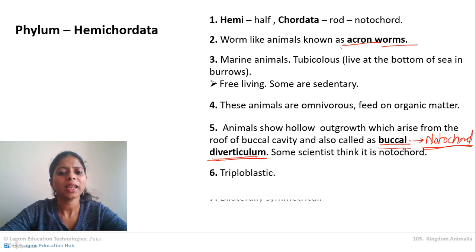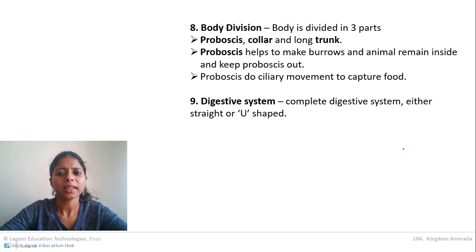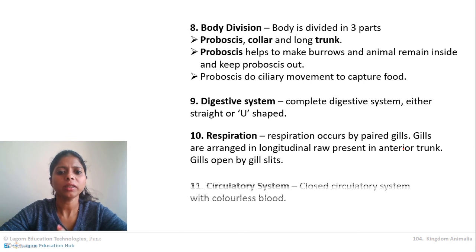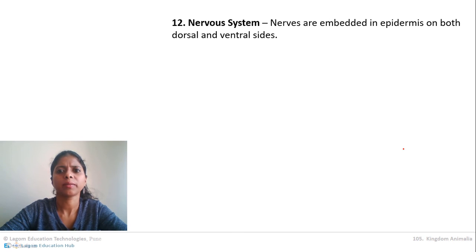The next one, they are triploblastic, bilaterally symmetrical. Then their body division, proboscis, collar and trunk. Then digestive system, complete digestive system, sometimes U-shaped. Respiration with the help of gills located on the trunk. Then they have a closed circulatory system, and they have colorless blood, a very simple type of circulatory system. Their nervous system lies just beneath their skin.